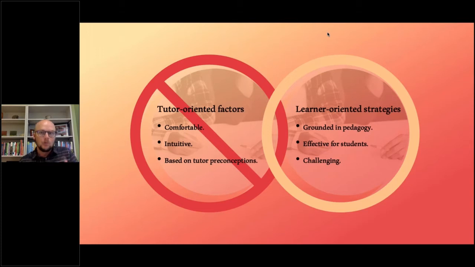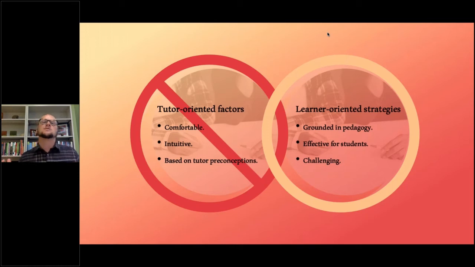We want learner-oriented sessions that aren't focused on what tutors think is natural or intuitive, but are grounded in what learners need. We want sessions that are grounded in pedagogy, empirical findings about what works in teaching and learning and in peer tutoring specifically. We want tutoring sessions that are effective for students, for learners, where they're getting out of them what they want to get out of them. And we want sessions that are challenging, you know, that aren't necessarily comfortable for learners either. We want sessions where learners are being engaged in ways that push them beyond their comfort zone into new territories so that they're growing in these sessions.